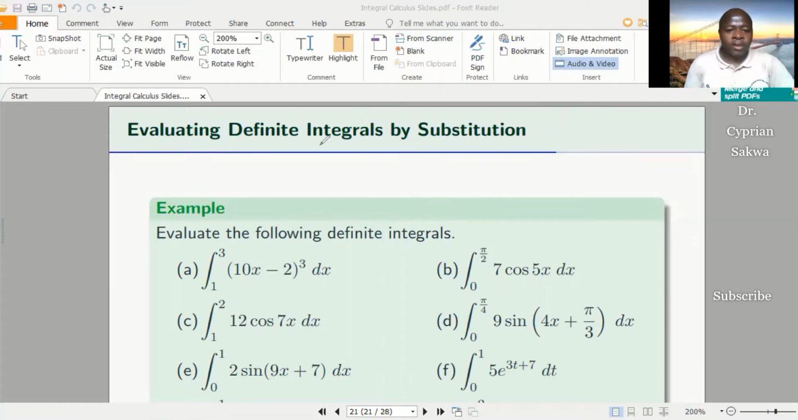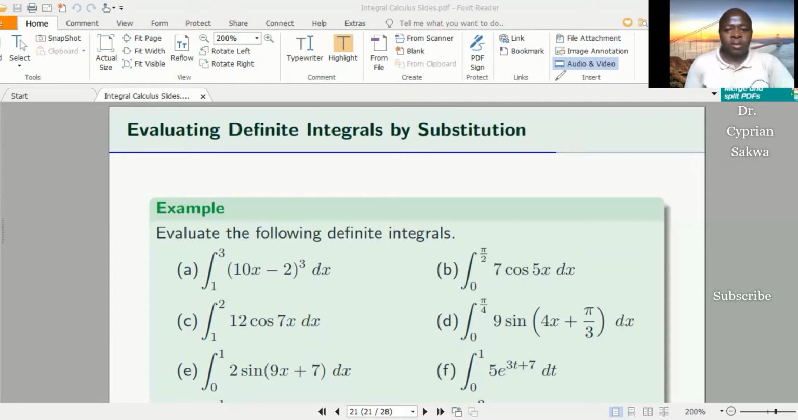When we talk of definite integrals, we mean integrals where you have limits, where we are integrating from one point to the other. So this is the lower limit and this is the upper limit. Basically we already know how to integrate. The only new thing is how to bring in the limits. But we've already shown in our previous videos how to integrate by substitution.